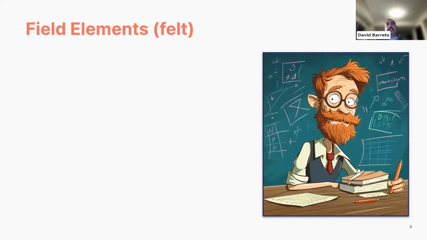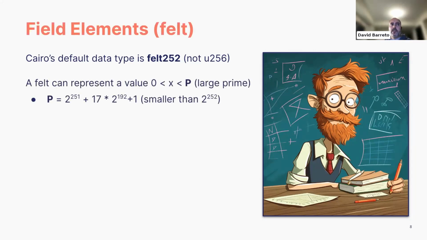One thing that is new to Cairo, which is very different from, for example, Solidity, is the concept of field elements, or felt. So felt is the default data type of Cairo, right? And the full name is felt252, in the sense that this variable requires 252 bits for storage. And this is an important comparison to Solidity, because in Solidity the default data type is U256, right? So you can see here that it's, first of all, a little bit smaller, and it's a field element. It has some interesting properties.